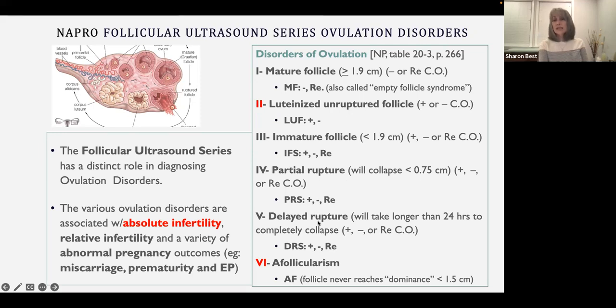We also have a delayed rupture. Typically speaking, this follicle should rupture, and it should do the full rupture and become more than 0.75 centimeters collapsed within 24 hours. If that takes 48 hours, we have what we call a delayed rupture. These two we really don't know how to treat very well. We can make this follicle large by using ovulation induction. And here we can give something called a trigger shot to make that egg pop out.